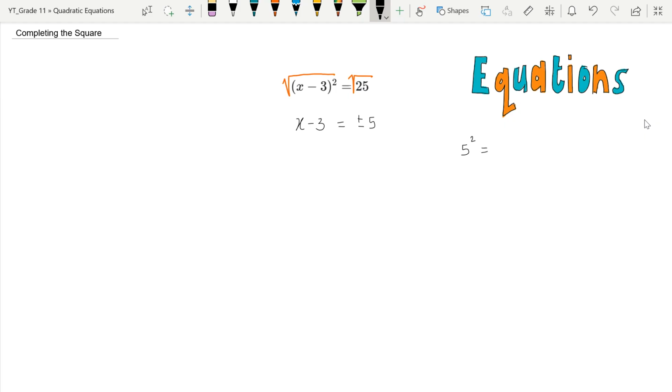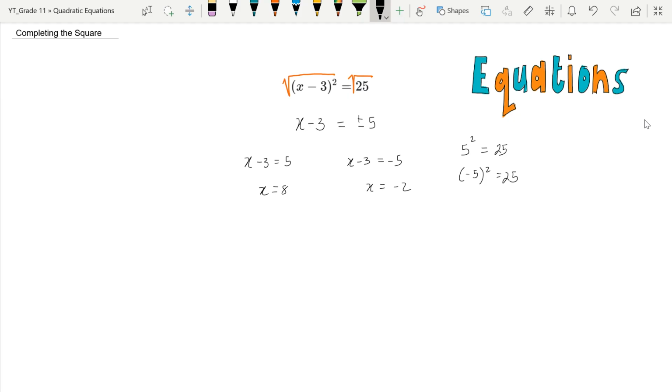the square root. So if I've got 5 squared, that would give me 25. And if I've got a negative 5 and I square that, that will also give me a positive 25. So both those solutions need to be considered there. Okay, so what will be our two solutions? It's either x minus 3 is equal to positive 5 or x minus 3 is equal to negative 5. Okay, so there will be our two solutions.